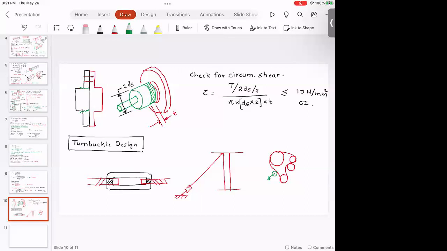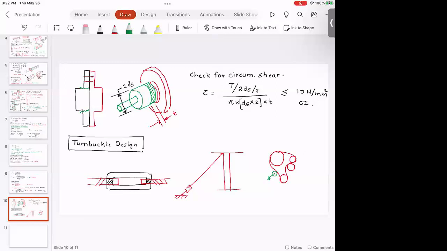Everyone understood this? And many a times, I don't know if you have seen those precision compasses, wherein you have a knob, you rotate the knob, and two ends of that compass go away. If you rotate the knob in the other direction, these two ends of the compass come closer. It is the same thing, you have a turnbuckle. So turnbuckles are very well used in a lot of applications.